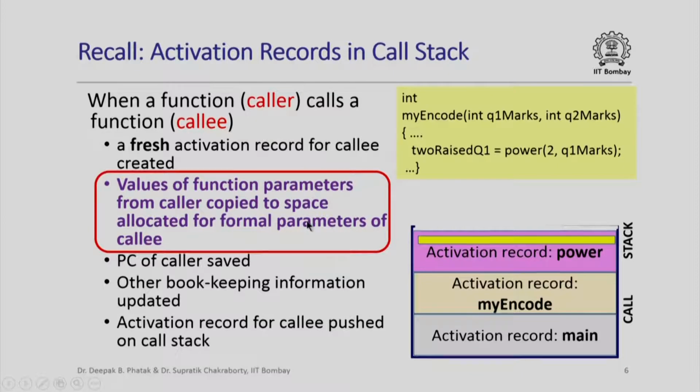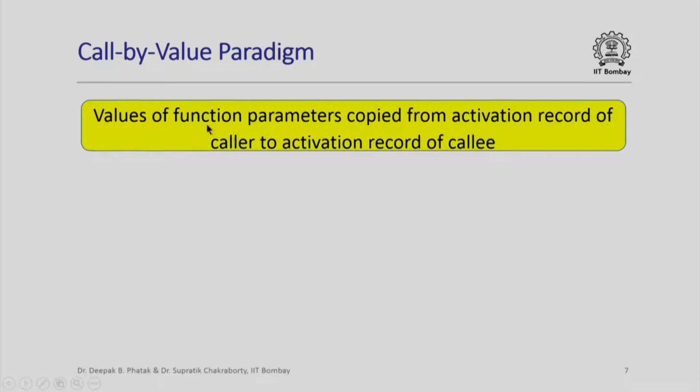Now this aspect where the values of function parameters are copied from the activation record of the caller function to the activation record of the callee function is also called the call by value paradigm. So to recap, function parameters will have their values copied from the activation record of the caller to the activation record of the callee.